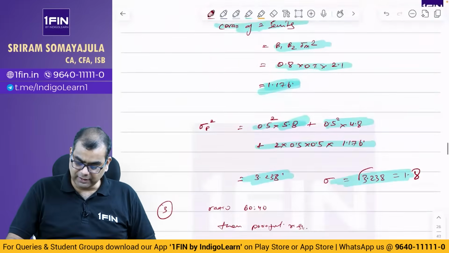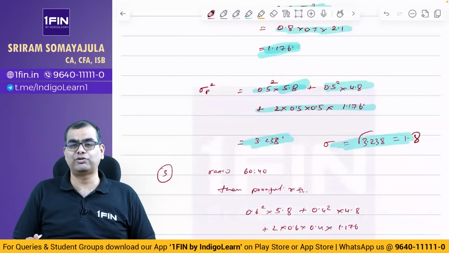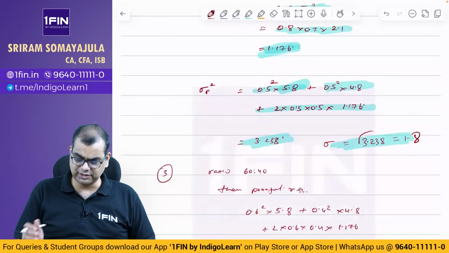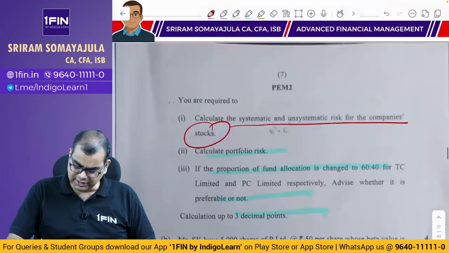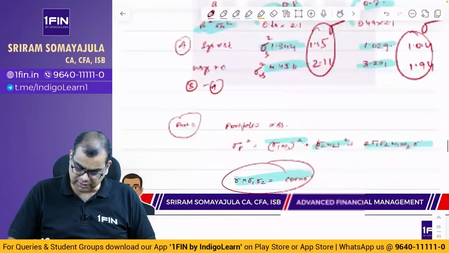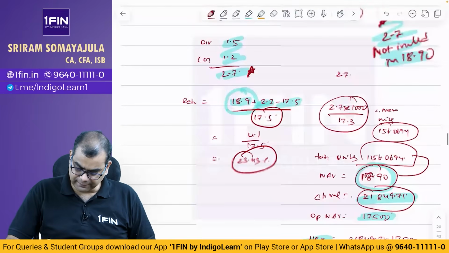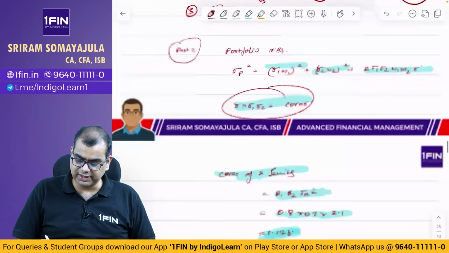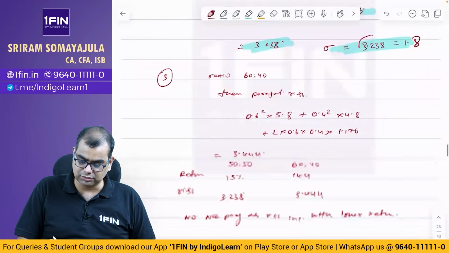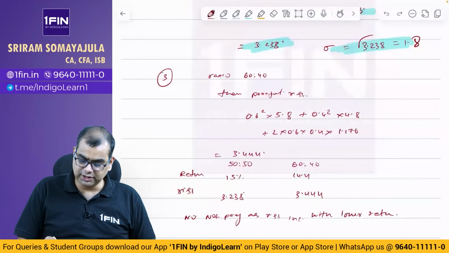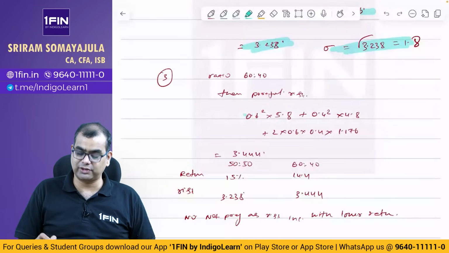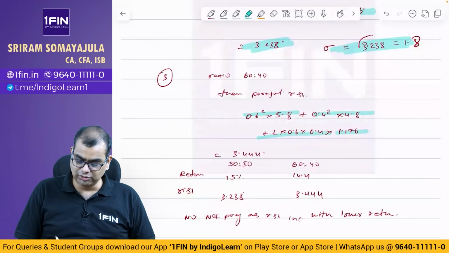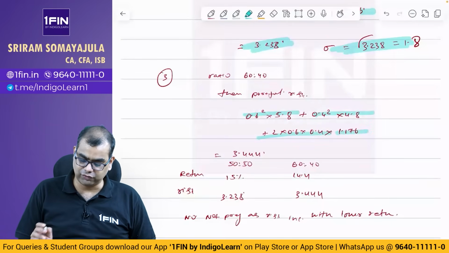Okay, then what is the last part? If they change the portfolio allocation from 50-50 to 60-40, 60 for the first one only, right? That's what they said. 60 for TC. Right? TC is the first one only, no? First one is TC. So if they change the allocation, so 0.6 whole square into 5.8, 0.5 whole square into 4.8 plus 2 into 0.6, 0.4 into 1.176. So you'll basically get 3.444.